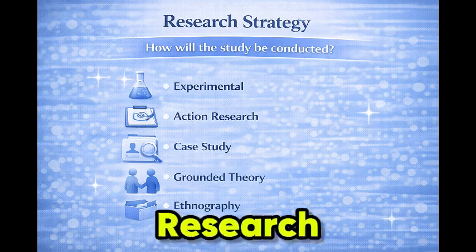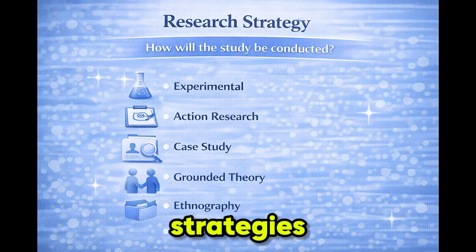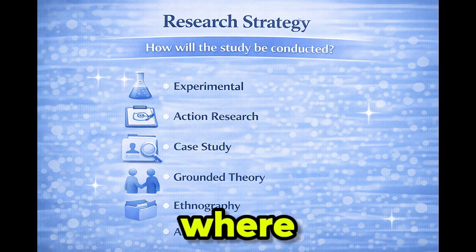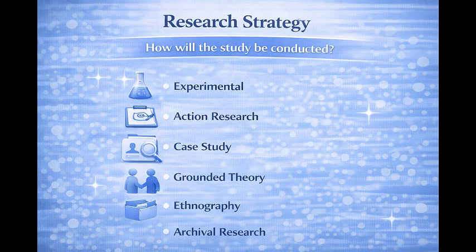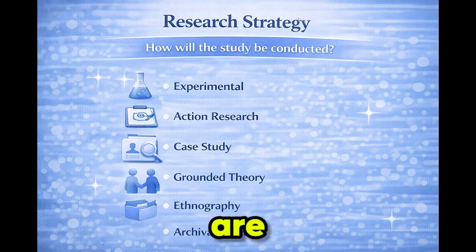The third layer, research strategy. Now things become more practical. Your research strategy is the overall plan for how the research will be conducted. Common strategies include experimental research, where variables are controlled and tested. Action research, where problems are solved through real-world action. Case studies, where one case is studied in depth. Grounded theory, where theory is developed from data. Ethnography, where culture and social behavior are studied. Archival research, where existing documents and records are analyzed.